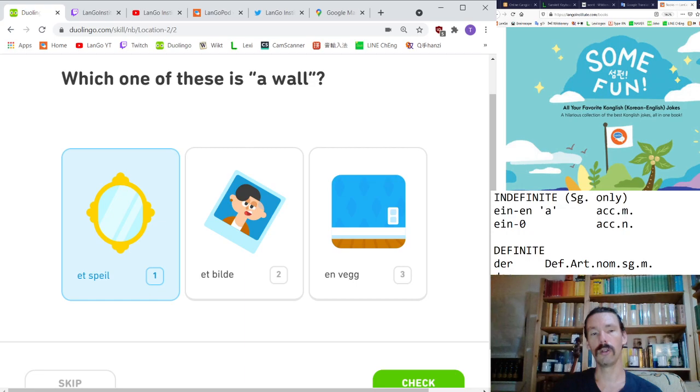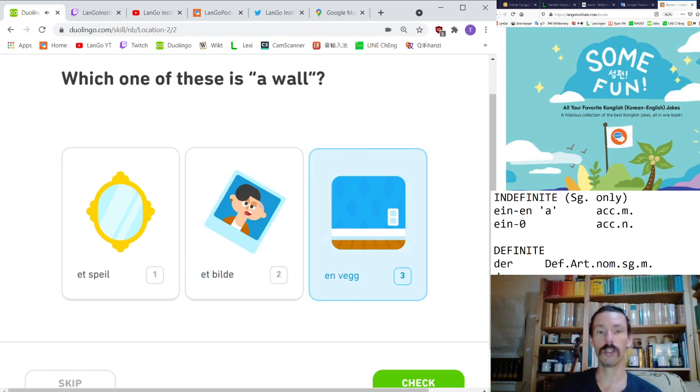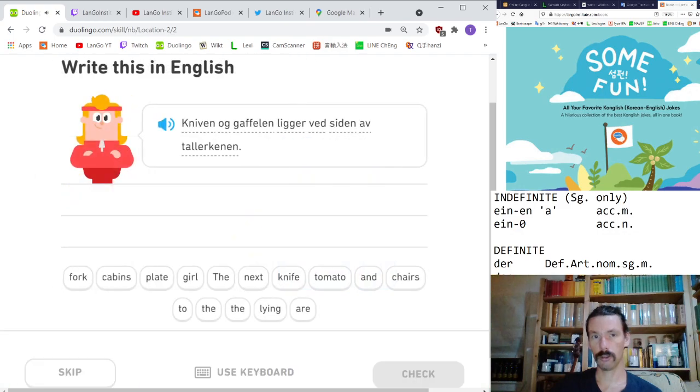A wall. Et speil. Et bilde. So there's a couple of accent patterns, not bilde but bilde. En vegg. Et bilde, where it is a true e here, not raised and not weakened. En vegg.